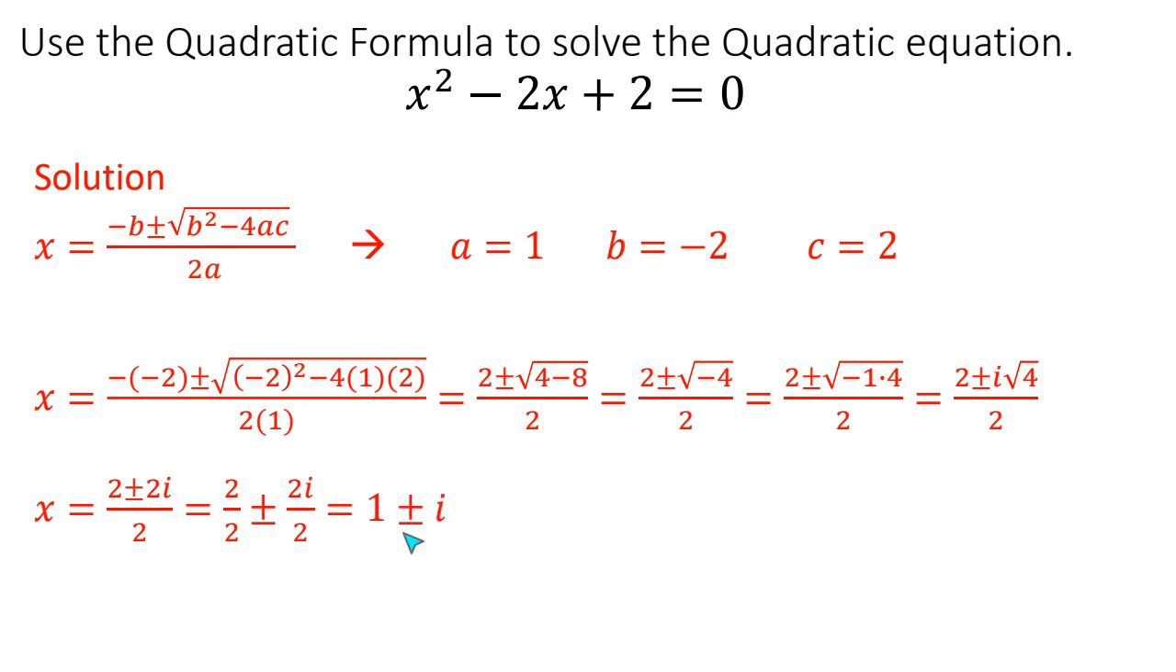So here you should have 2 solutions, right? 2 zeros, and it just happens that our zeros are imaginary. So they're not real solutions, but they are imaginary. So one zero is 1 plus i, and the other is 1 minus i. Okay, and so that would be our 2 zeros.